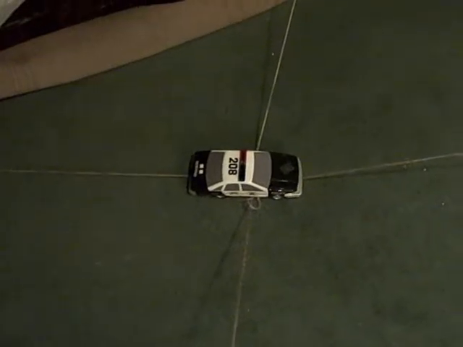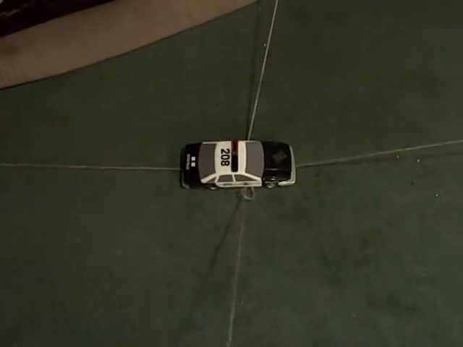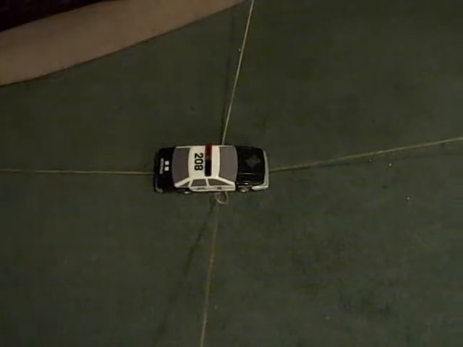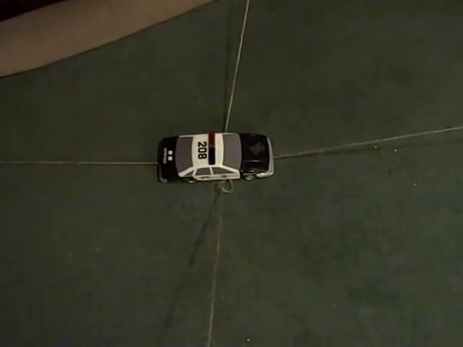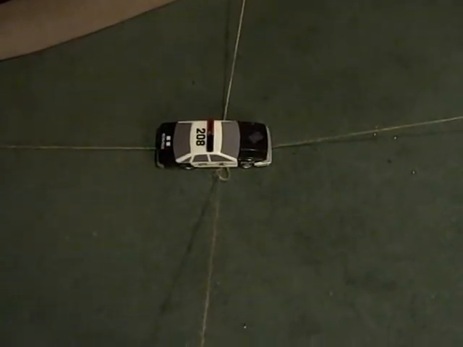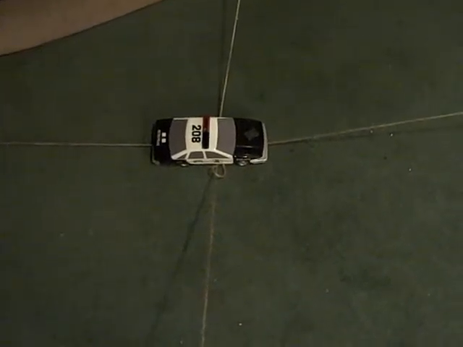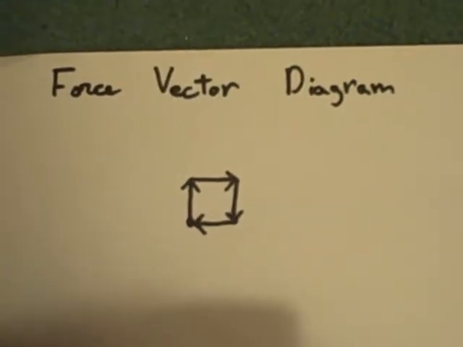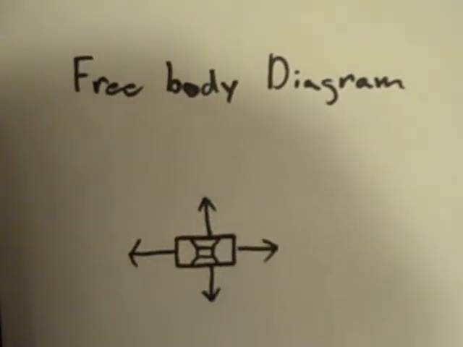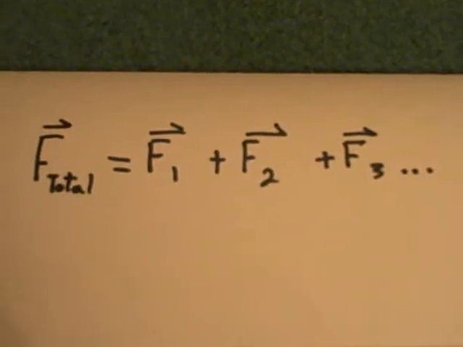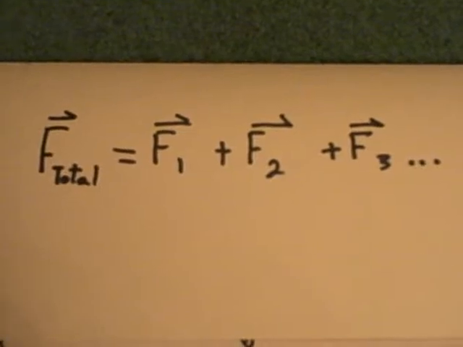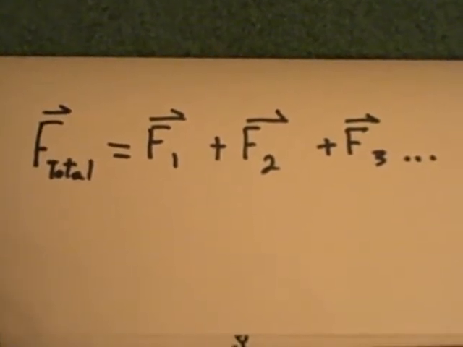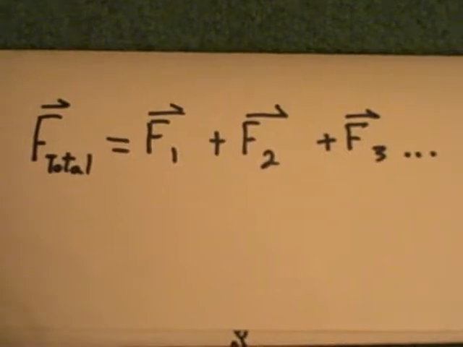In this example, we have 4 forces acting on our police car, one in each direction, north, south, east, and west. If they are all pulling with the same level of force, the police car will, of course, stay stationary, much like in our first example. This can be shown using this force vector diagram and also this free body diagram. This example is also calculated using the first formula, force total equals force 1 plus force 2 plus force 3, etc.